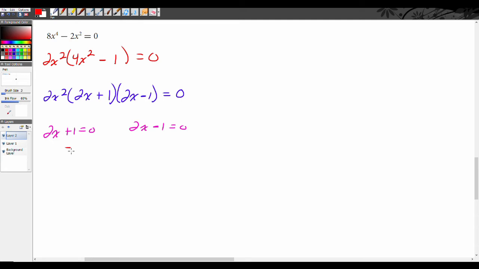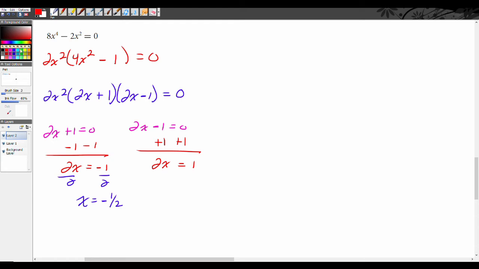Over here, I'm going to subtract 1 from both sides. I get 2x equals negative 1. And when I divide by 2, I get x equals negative half. On this side, I'm going to add 1 to both sides. And I get 2x equals positive 1. And when I divide by 2, I get x equals 1/2. All right, let's take a look at some word problem examples.